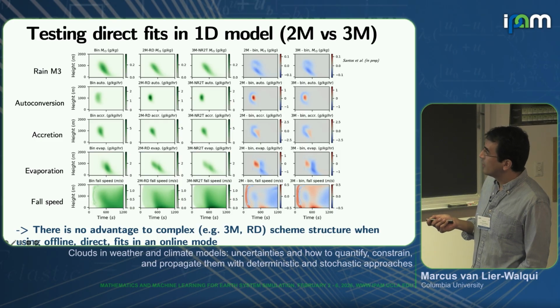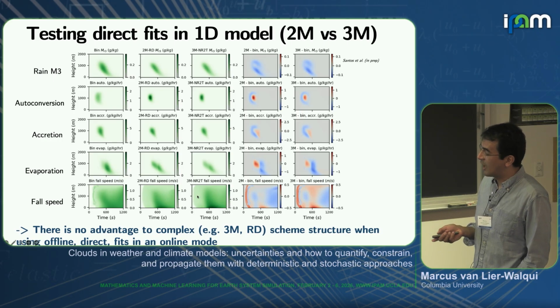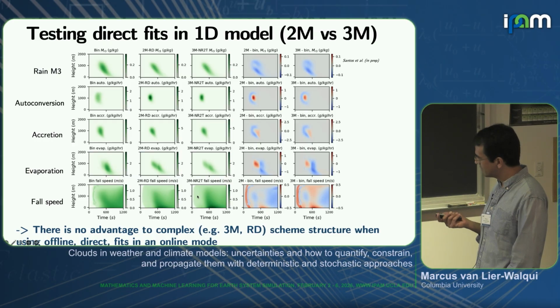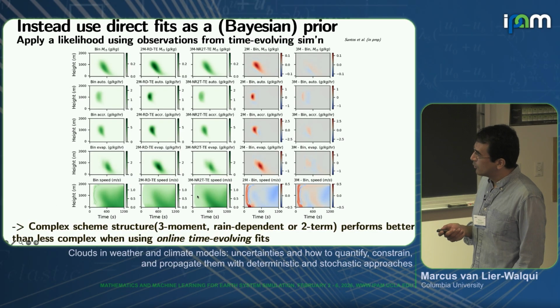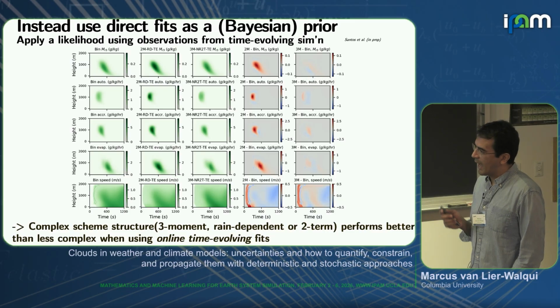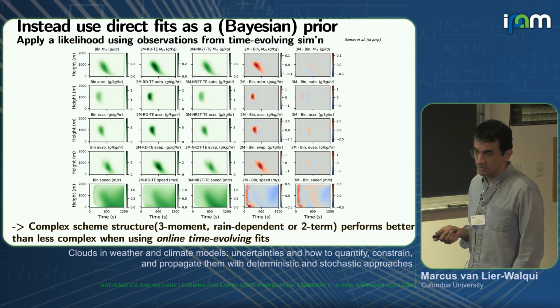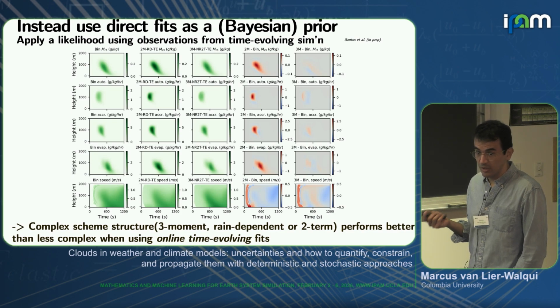And then when you plug it in and look at the difference between our BOSS and the bin, it actually doesn't really make a difference. The 2-moment and the 3-moment both look bad. So there's no advantage to a more complex scheme structure when using these offline fits. That's interesting. When we tune online, though, we do see an advantage. So when we actually tune in a time-evolving sense, it does matter. So it matters where you're doing your parameter estimation.